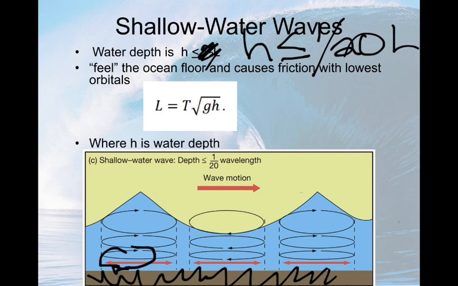Shallow water waves, the speed of them is completely controlled by the depth. We're going to talk about that more in class and do some math to prove that. But as I said before, deep water waves, the speed is completely proportional to the wavelength. That is not true with shallow water waves. The speed of a shallow water wave is a function of its depth. The shallower the depth, the more friction there's going to be with the bottom, and the less speed the wave's going to be able to travel forward with.